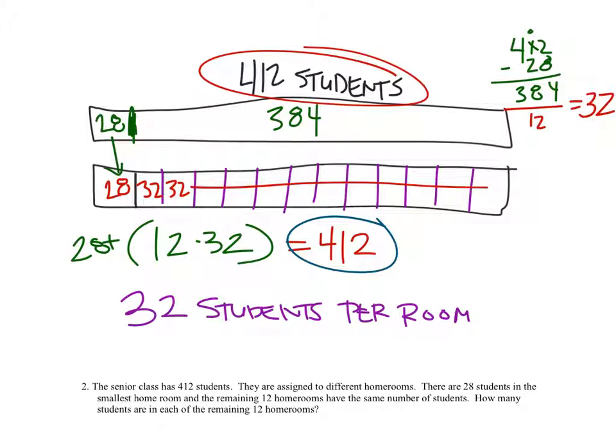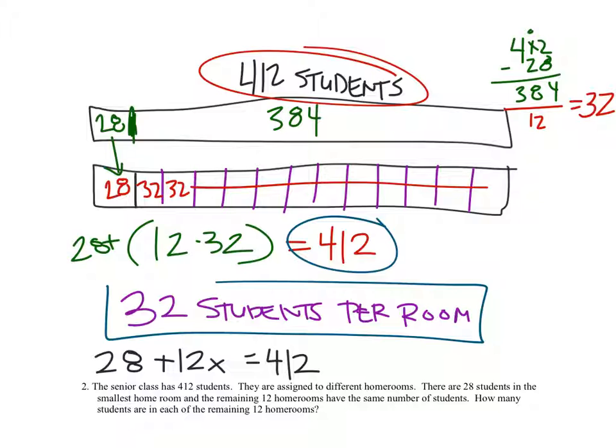Now, some people really like the equations on these. So we know if we take the 28 students and add them to 12 rooms with the same amount of students in each room, it should give us 412 students. And then you would solve this equation, but in any case, you'll end up with 32 students per room.